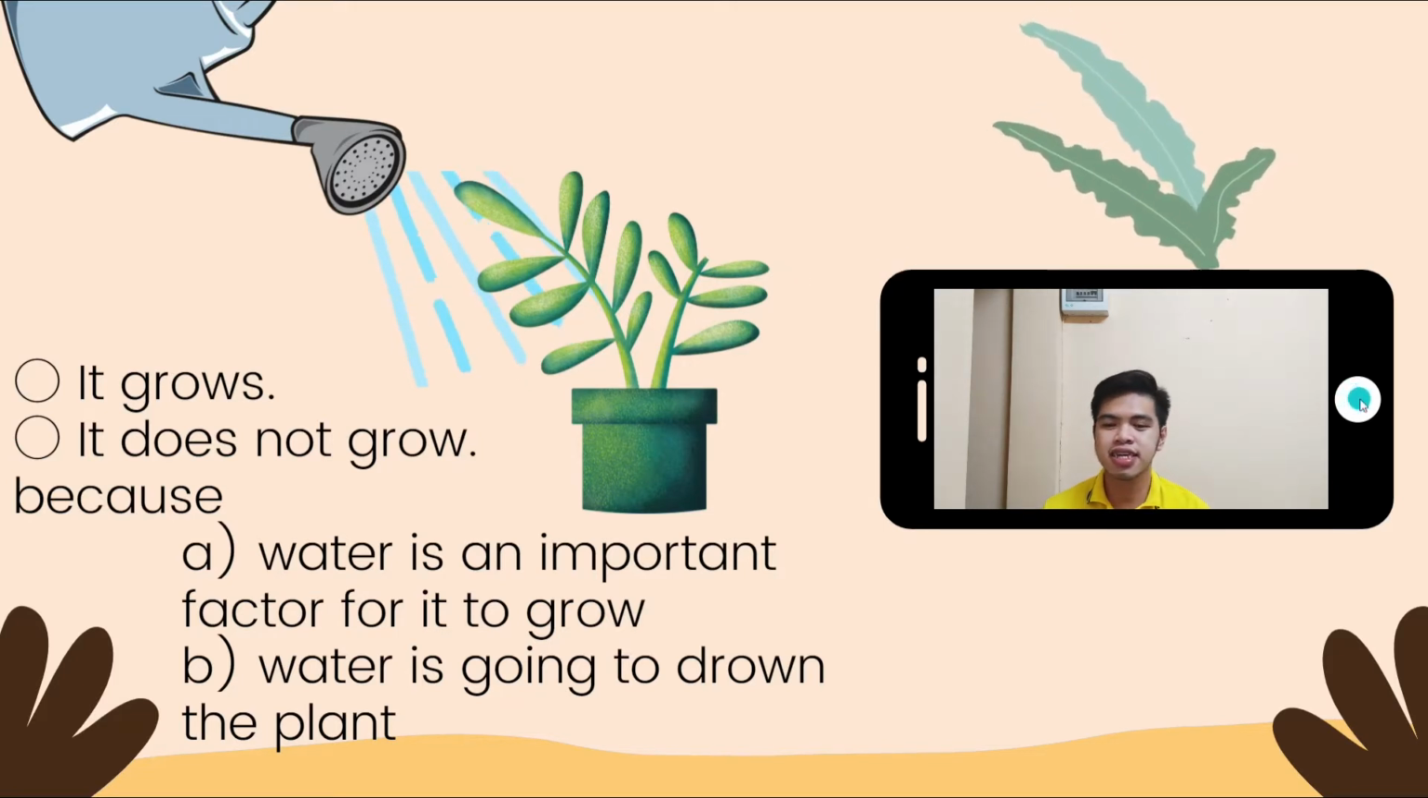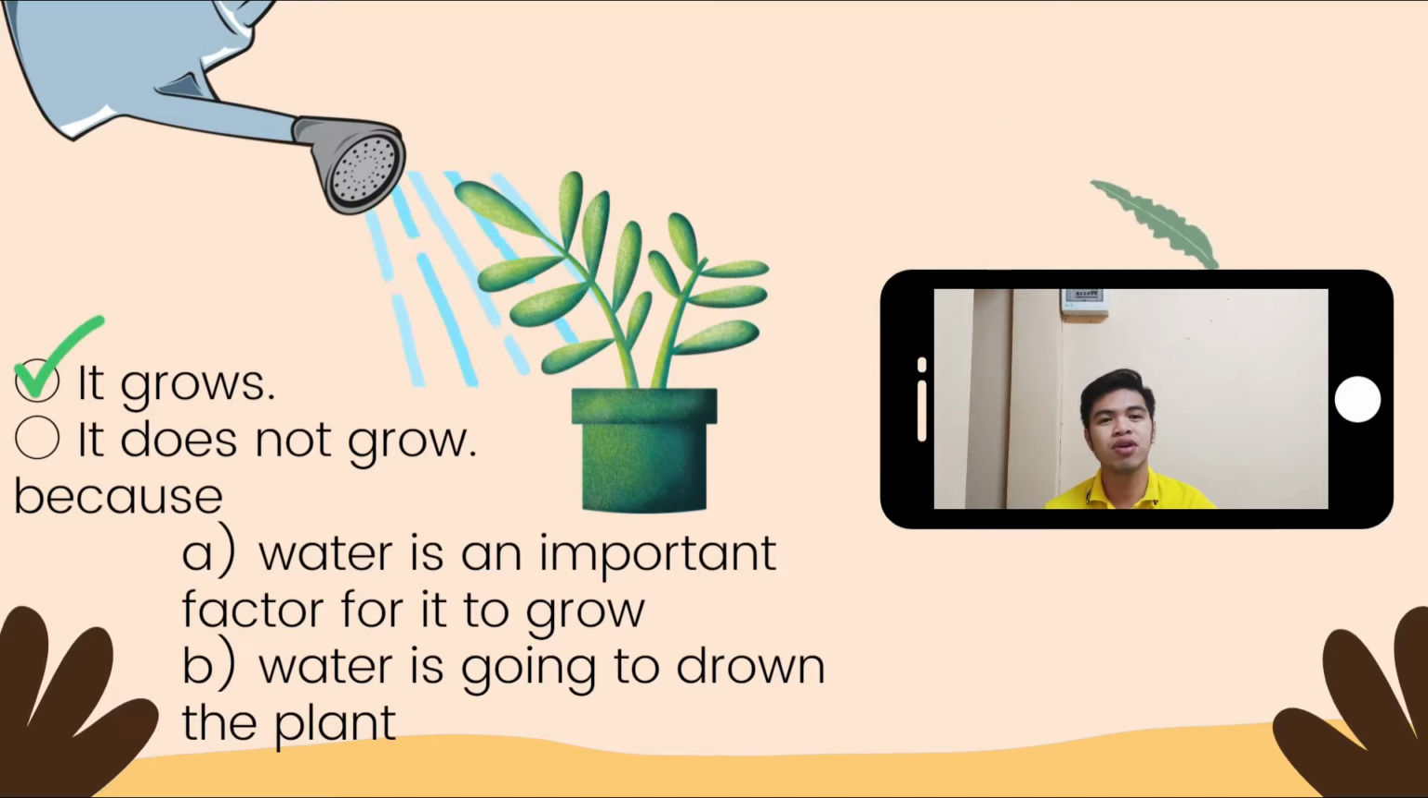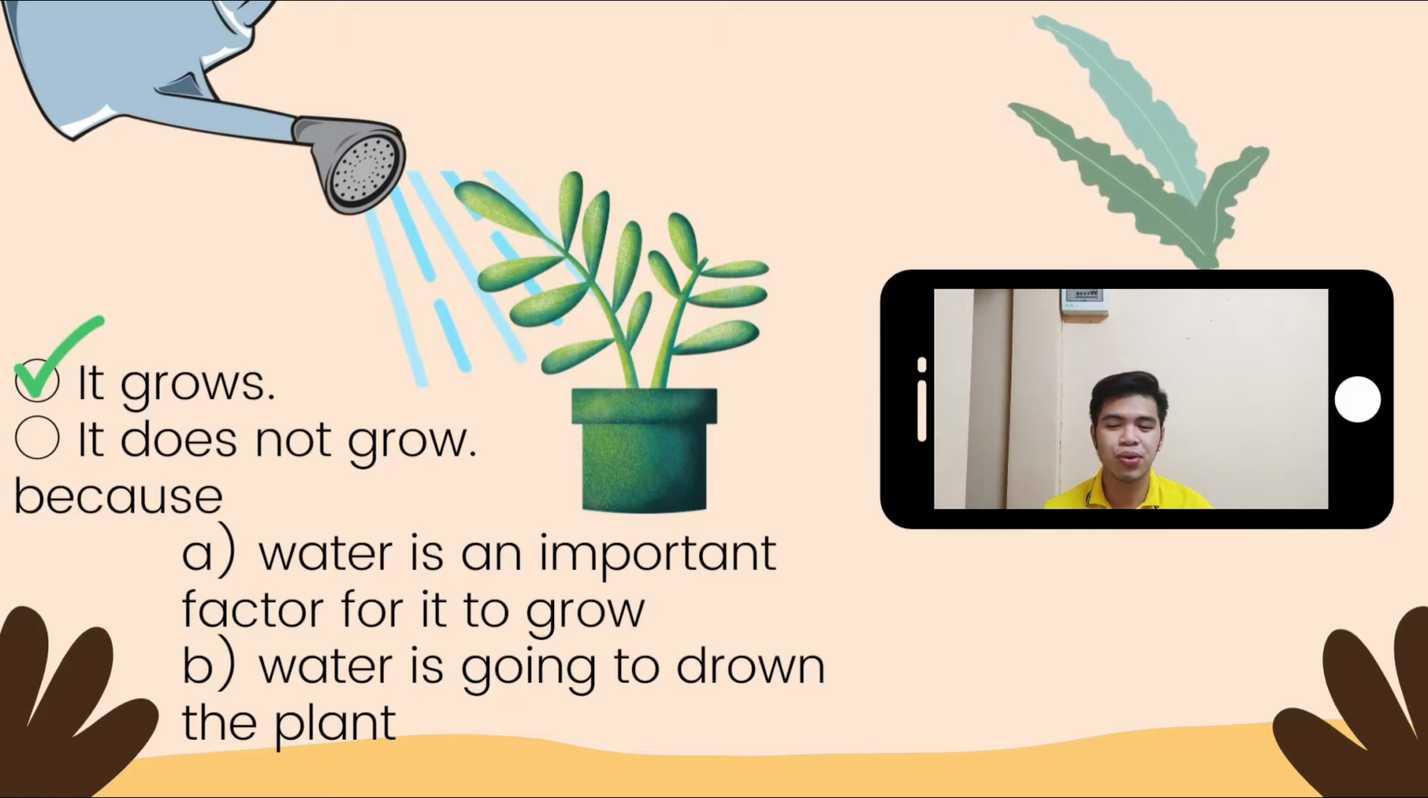Alright, the answer is it grows. If we water the plant, it's going to grow. Alright, so we're going to check it grows. Next question is, what is the reason? Why is it going to grow?